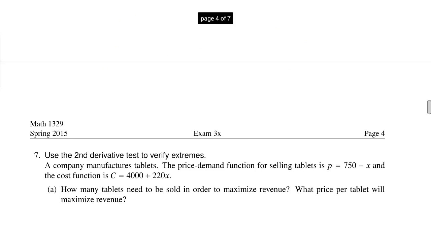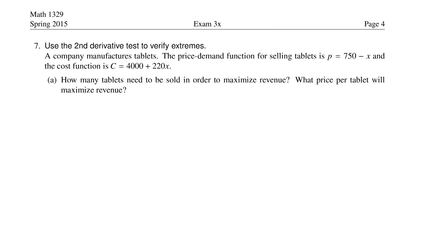All right, let's look at problem 7. We need to use the second derivative test to verify the extremes on this one. A company manufactures tablets. The price-demand function for selling tablets is P is equal to 750 minus x, and the cost function is C is equal to 4,000 plus 220x. Question A. How many tablets need to be sold in order to maximize revenue, and what price per tablet will maximize the revenue? So first, let's create the revenue function.